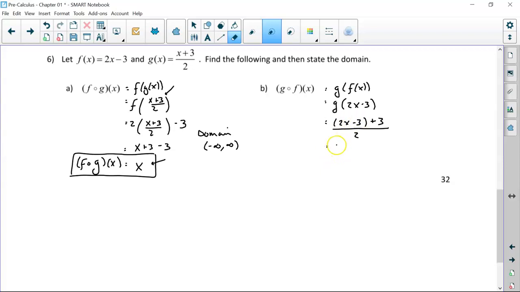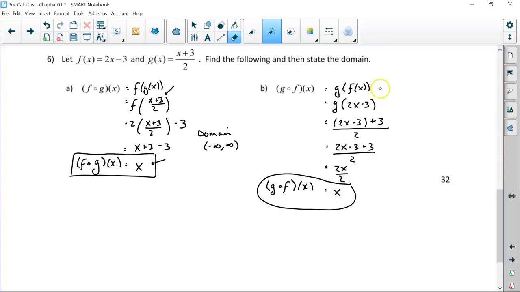So we get rid of our grouping symbols. It's 2x minus 3 plus 3 over 2. The 3's cancel, so it's 2x over 2. And 2 divided by 2 is x. So g of f of x equals x. Next, to find our domain. Inner function, no restrictions. Final function, no restrictions. So our domain, we can use any real number we want to, negative infinity to positive infinity.